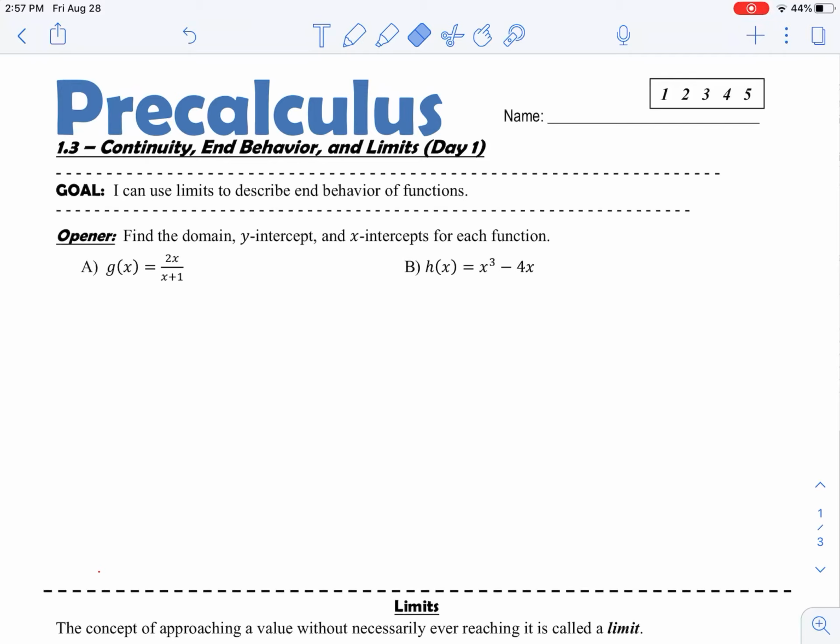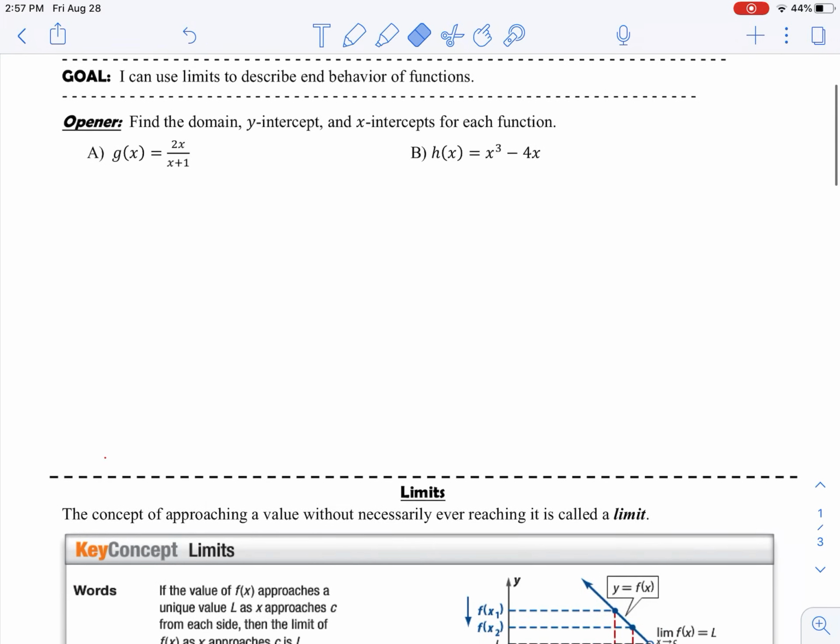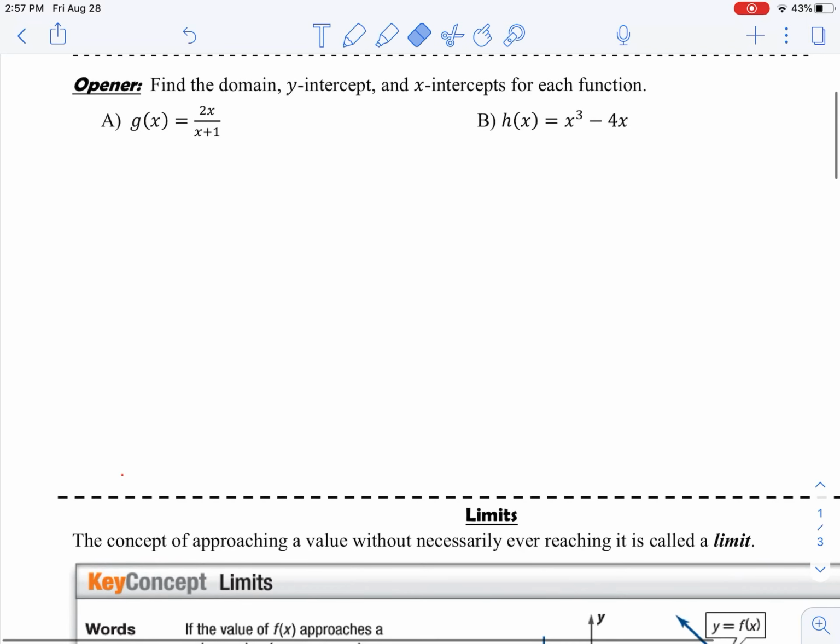Right, we are starting section 1.3 today, which is continuity and behavior and limits. So the goal for today is I can use limits to describe end behavior of functions. You've done this before, but you just haven't used limits to do it.